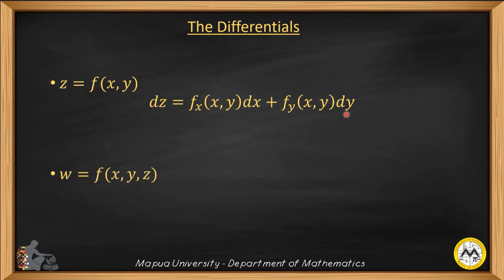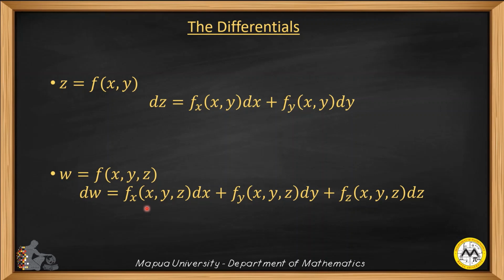And in the case of having a function w which is dependent on three variables x, y, and z, then its total differential dw will be equal to the sum of the following differentials: the partial derivative of f with respect to x times dx plus the partial derivative of f with respect to y times dy plus the partial derivative of f with respect to z times dz.